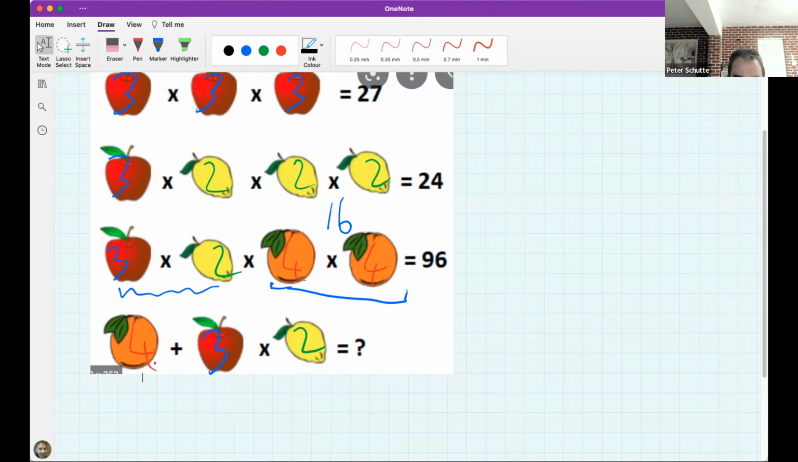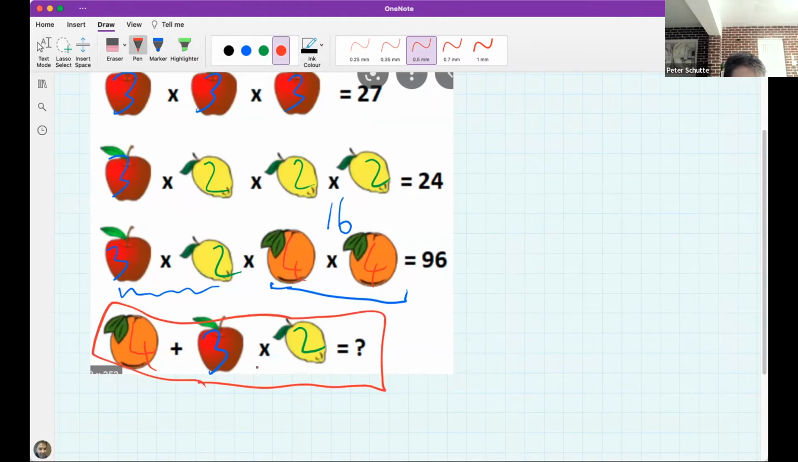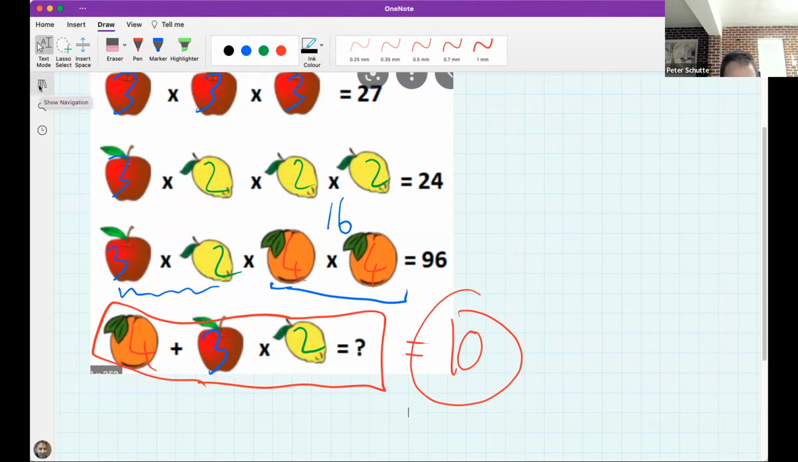So what is the final answer going to be? Because of BODMAS, it's going to be 4 plus 3 times 2, and that's going to be 10. So 6 plus 4, it's going to be 10. Awesome. Well done. That was a little bit of an easier one, I think, on the whole.